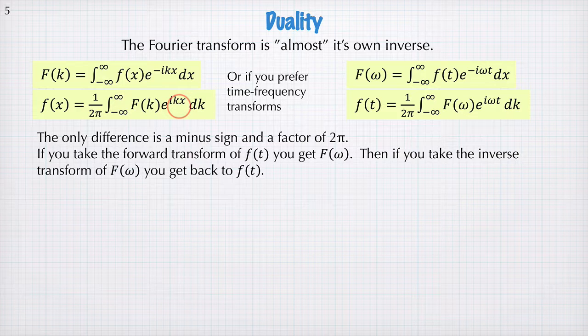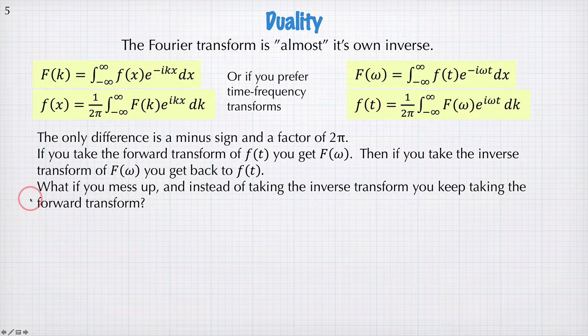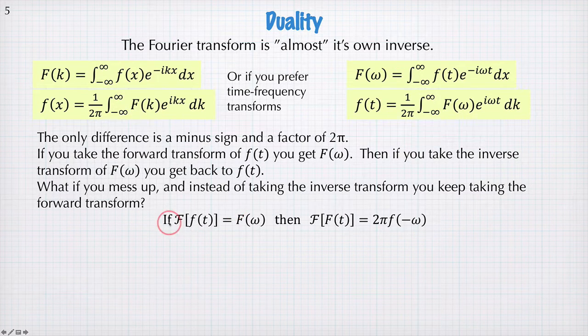Now, let's do a little thought experiment. What if you mess up, and instead of taking the inverse transform, you just keep taking the forward transform? So this transform here, or this one here, in terms of omega and t. What I mean by that is if you take the forward transform of f of t, you get big F of omega. Now what if you take big F of omega and change the omegas back to t's, and then take the forward transform again?